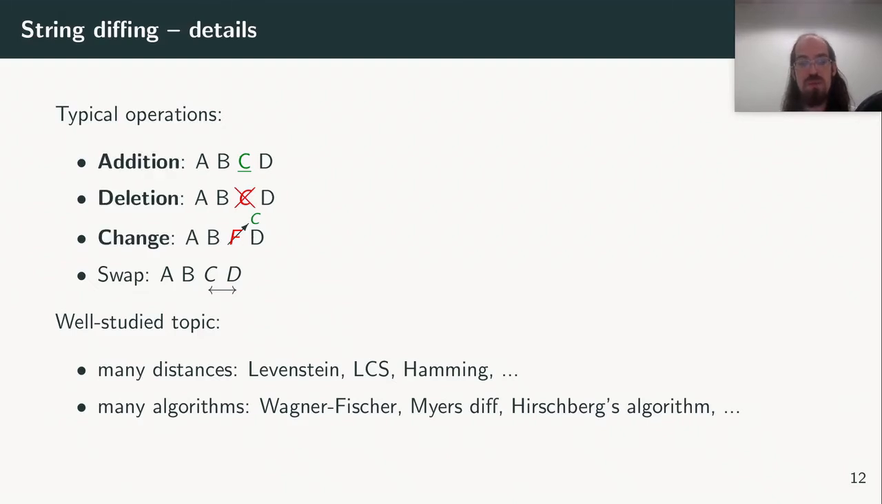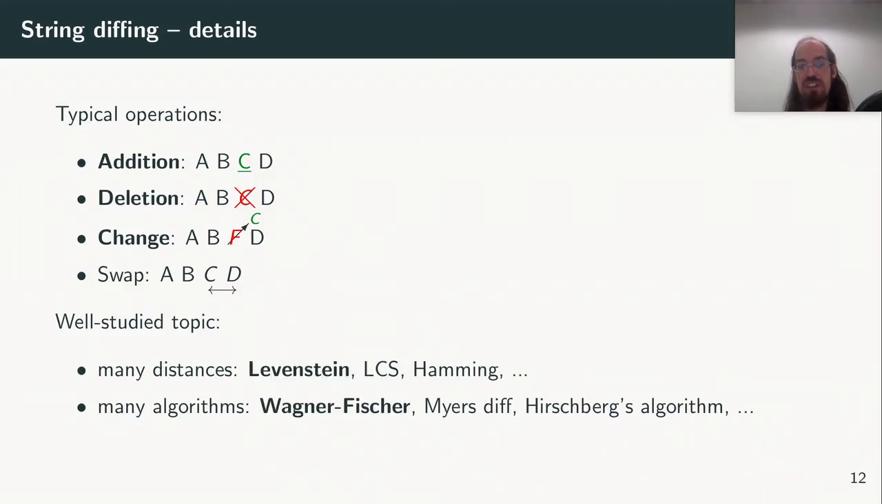And the first three are the problematic ones. And since it is a well-studied topic, there have been many distances studied and many algorithms are available. In our case, with addition, deletion, and change, we are interested in the Levenshtein distance. And in our specific implementation, we chose the Wagner-Fischer algorithm.